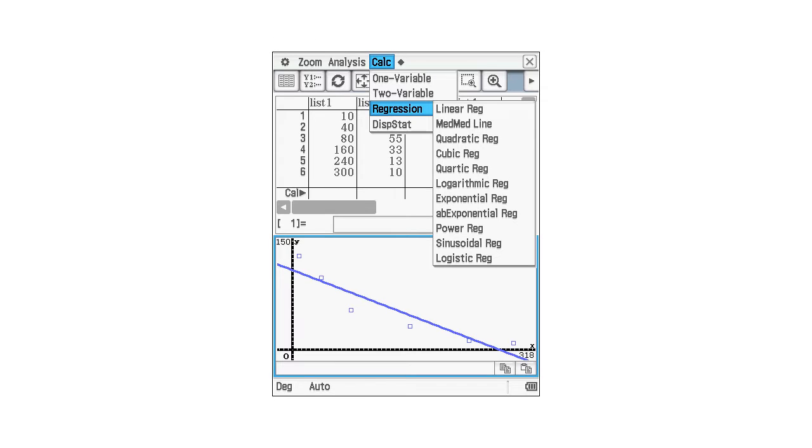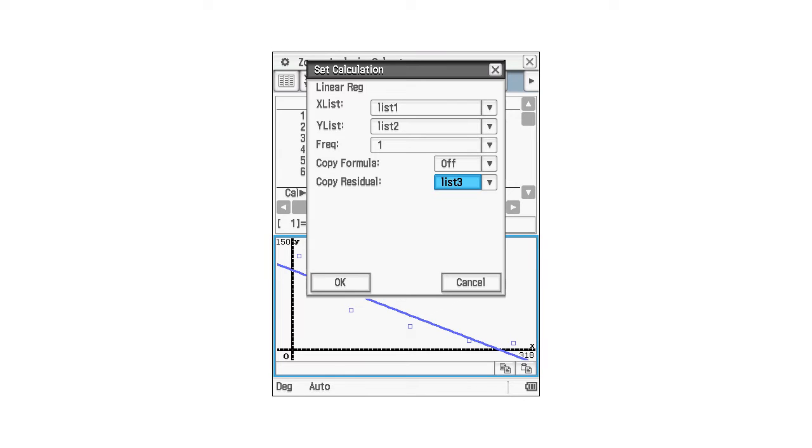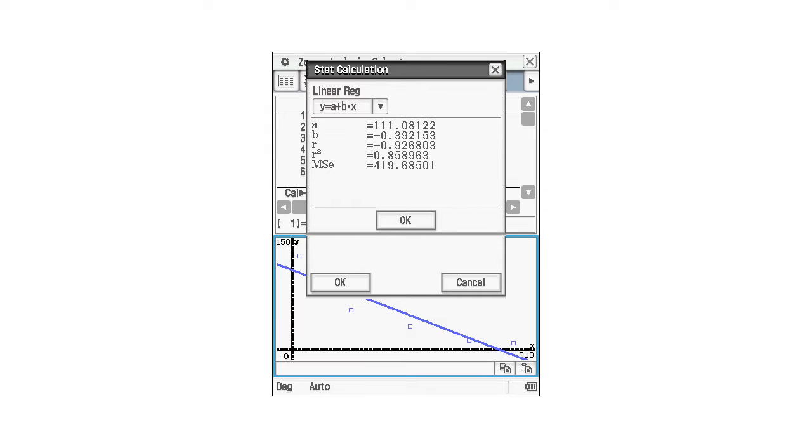We press calc, then regression, then linear reg. And we want the X to be list 1. Remember we said X is list 1 and Y is list 2. We're also going to put the residual into list 3. Now what we really want to pay attention to here is this value, the R. So we've got here that R equals minus 0.927. Just going to go to 3 significant figures. Don't forget to do your rounding there.